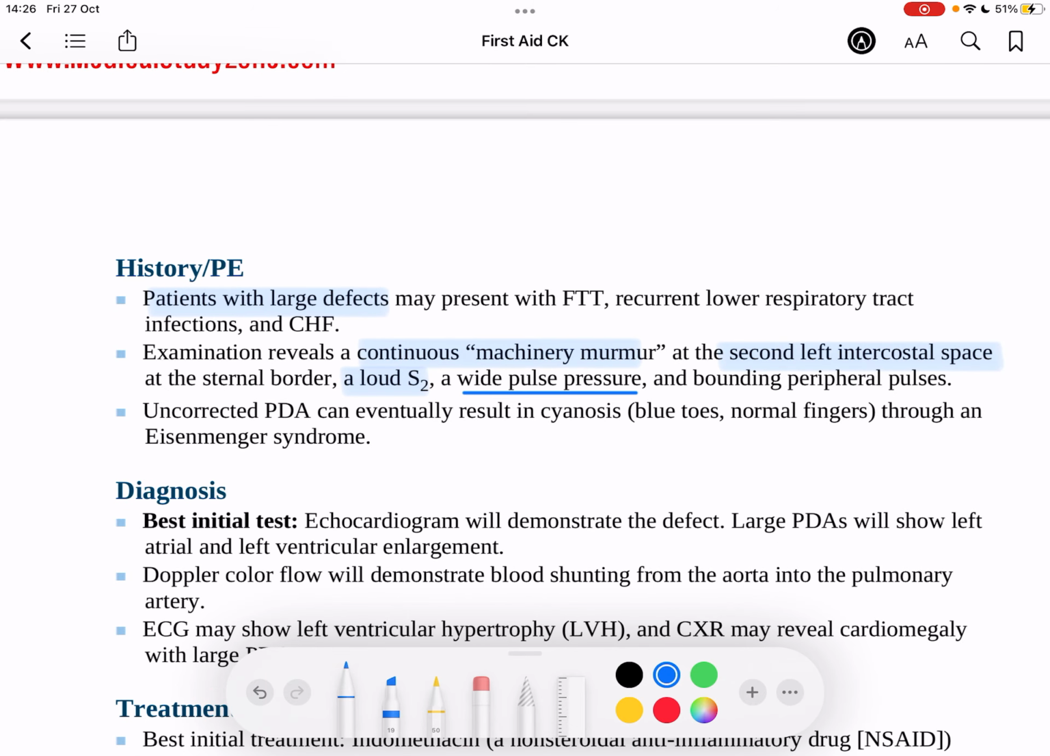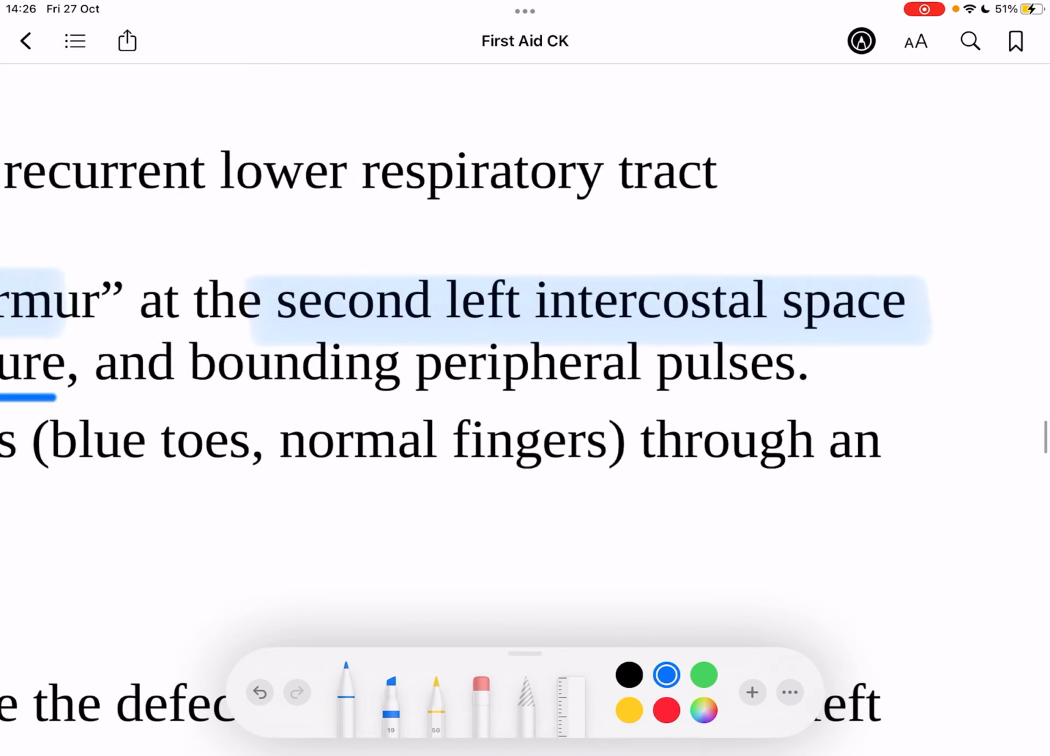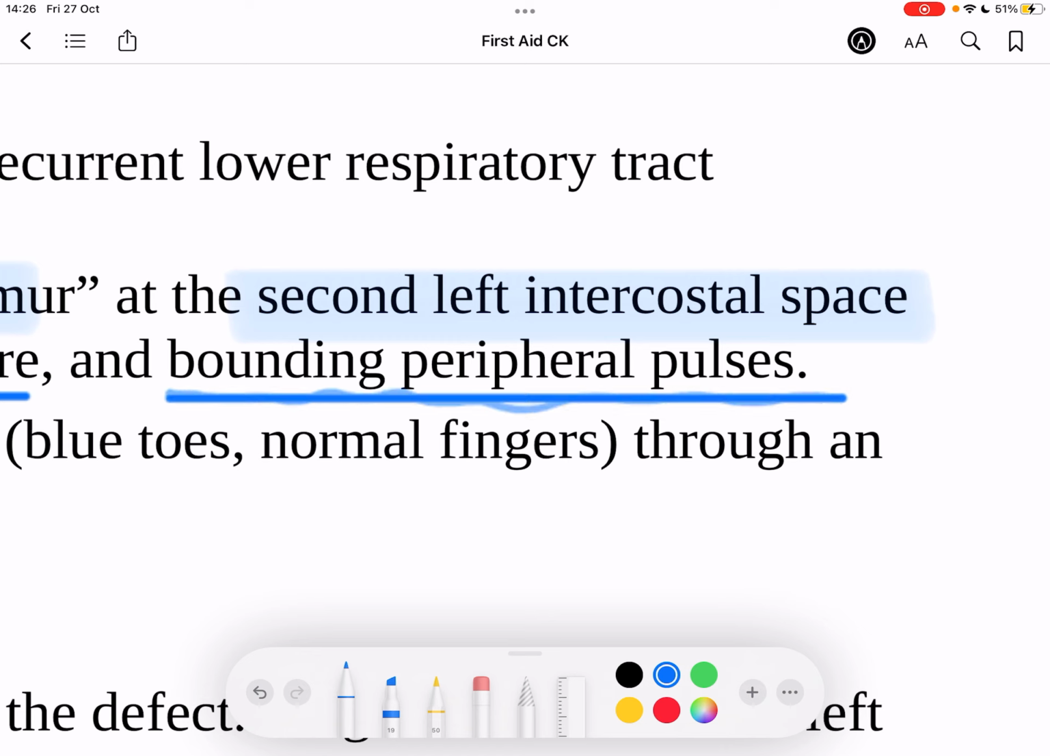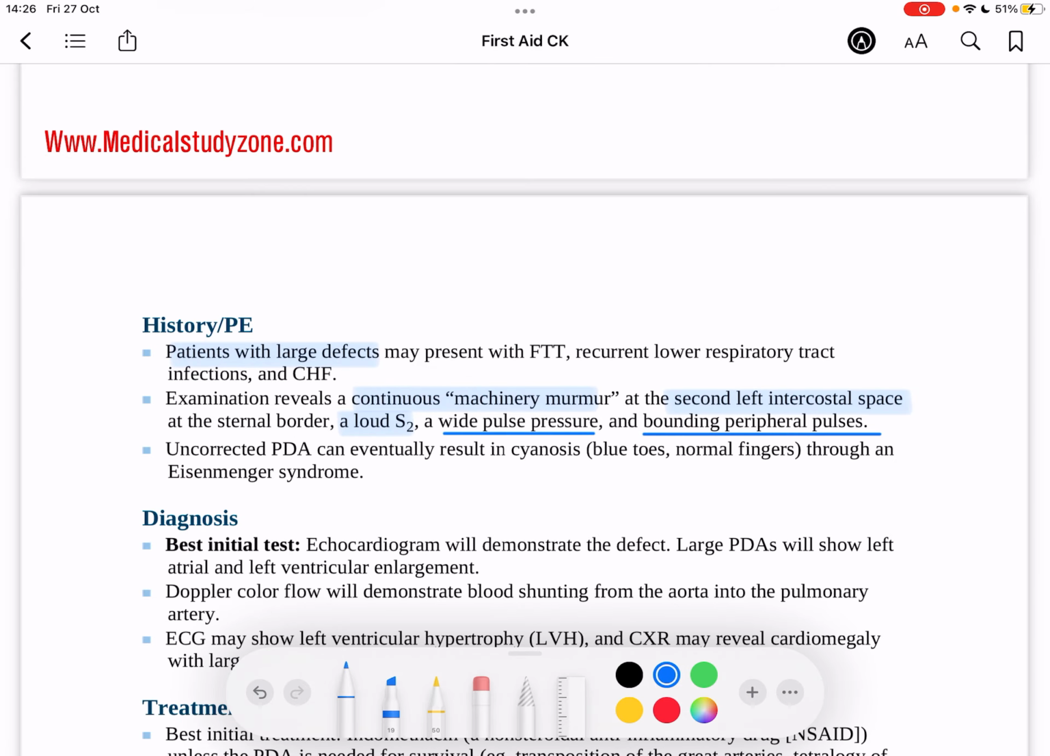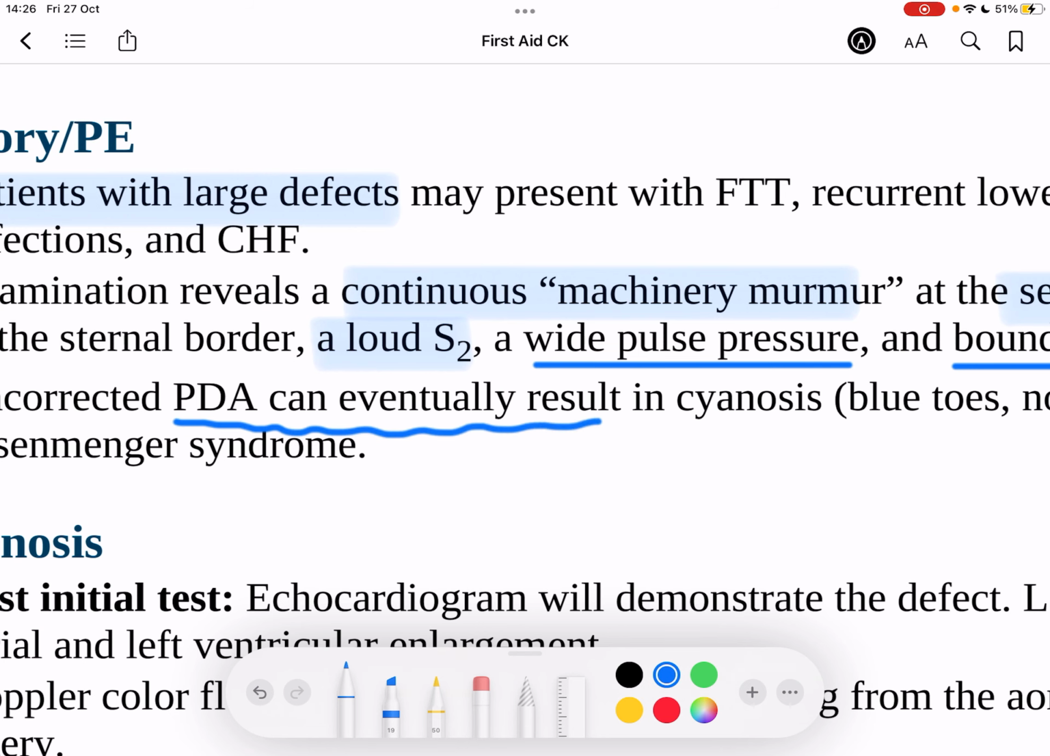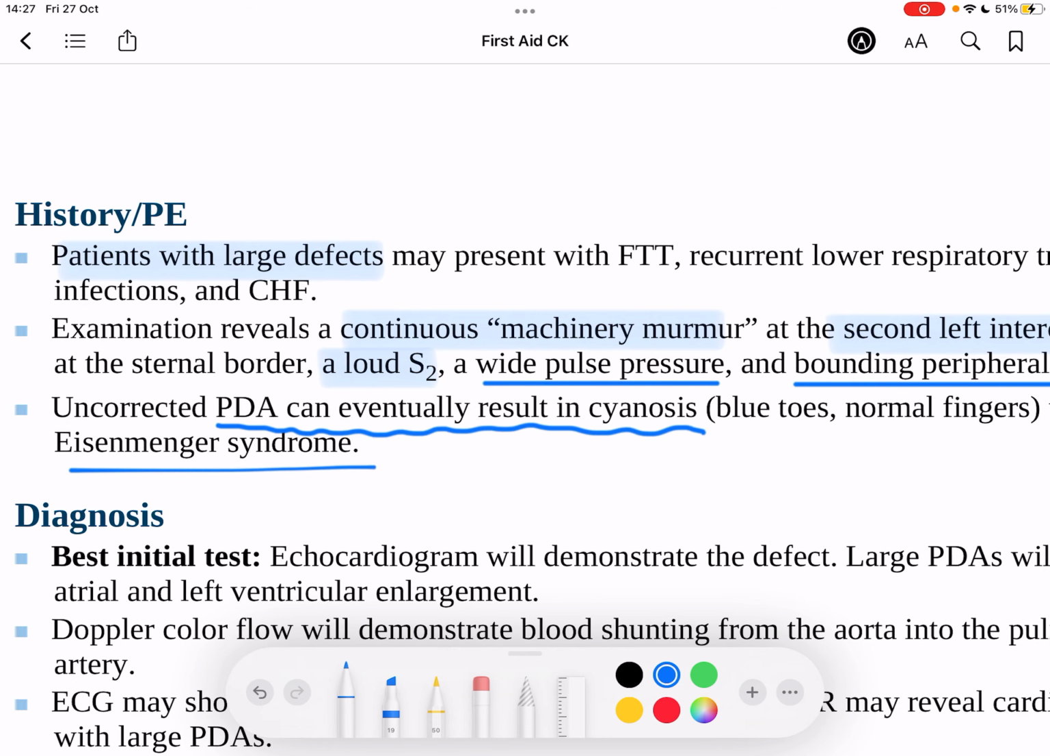And the physical manifestation we get with a wide pulse pressure is the so-called bounding peripheral pulses, okay? Which is essentially just characteristic of a high systole and a decreased diastole, okay? This is a very similar finding to what you would see in aortic regurgitation as well. Uncorrected patent ductus arteriosus will eventually lead to cyanosis, okay? This is exactly the same mechanism as the Eisenmenger syndrome that we discussed in VSDs and ASDs.